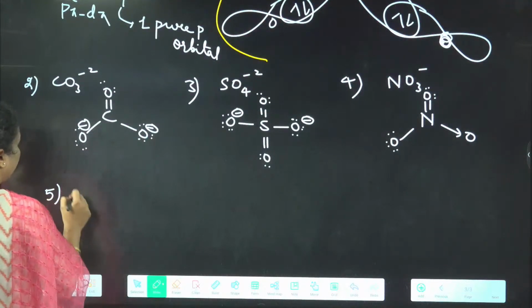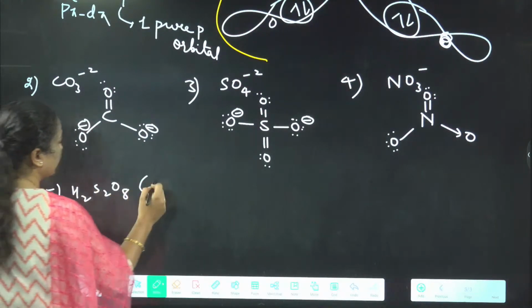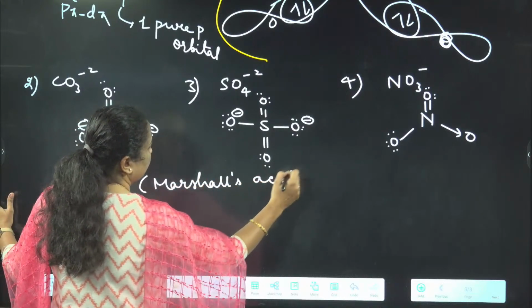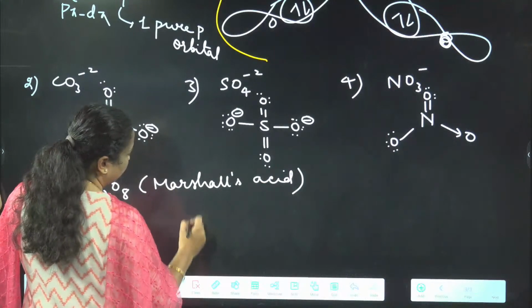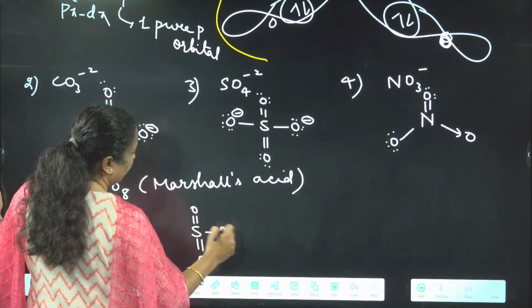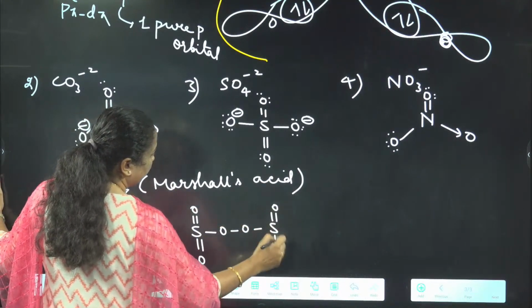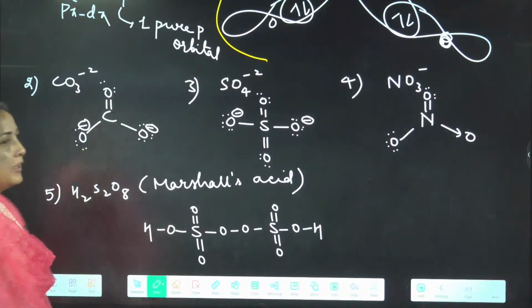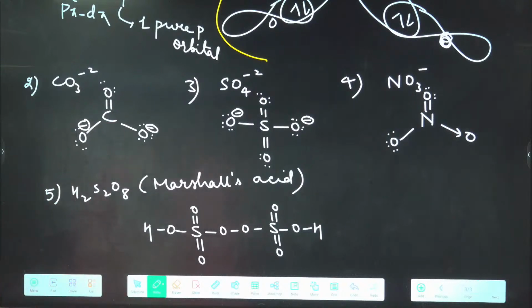You can also go for H2S2O8, which is Marshall's acid. In this case, you have S double bonded O, double bonded O, O-O, S double bond O, double bond O, OH, OH. Find out the number of p pi d pi, or else p pi bonds here. I've given you the structure. In the examination, maybe the structure will not be given, but you know how to draw them. Multi-centered, you don't worry about, you will eventually learn.